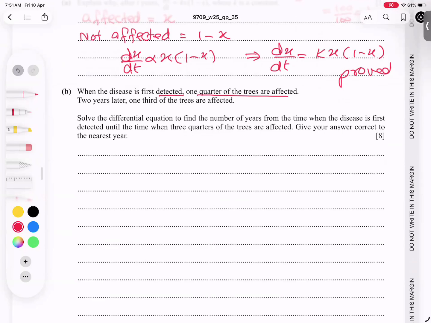Part number 2, students, he is saying when the disease is first detected, 1/4 of trees are affected. So it means I'll say that time is 0, X is 1/4. And 2 years later, 1/3 of trees are affected. So when time is 2, X is equal to 1/3. So these two pairs will help us to solve the differential equation to find the time from when the disease is first detected until the time 3/4 of trees are affected. So we need to find the time when X is 3/4.